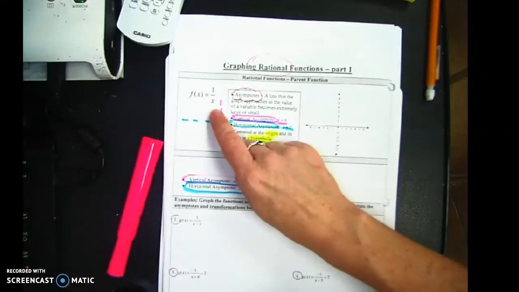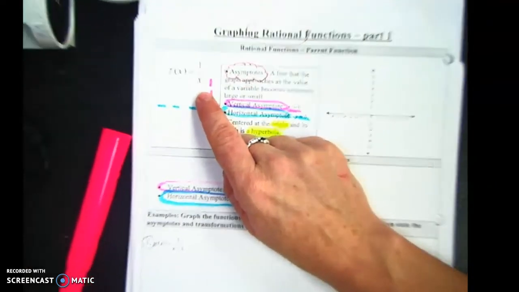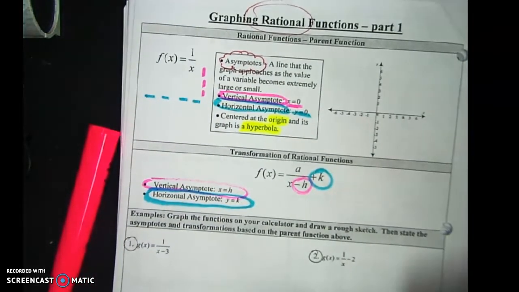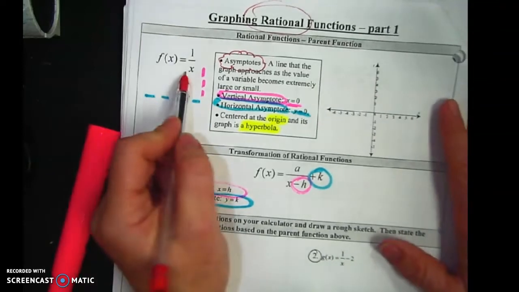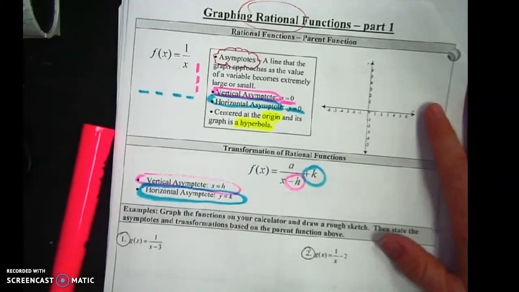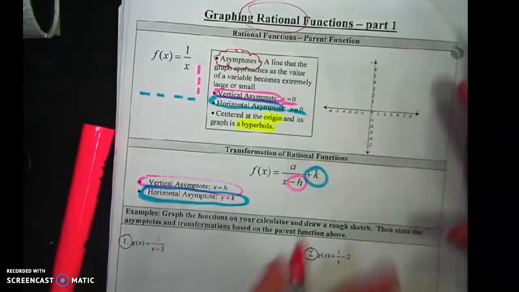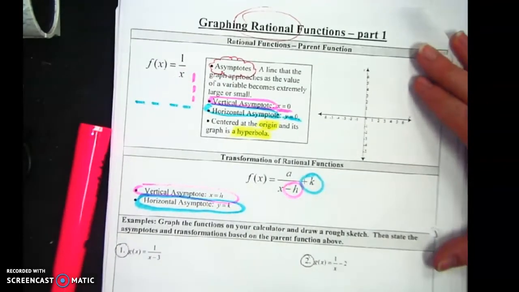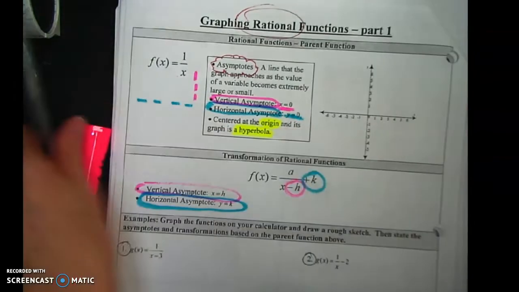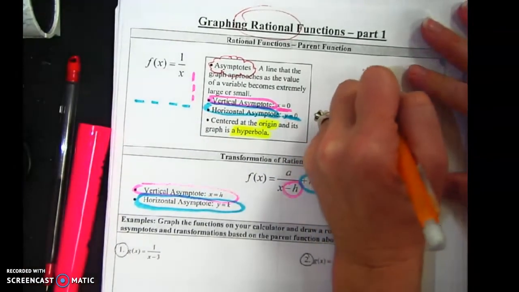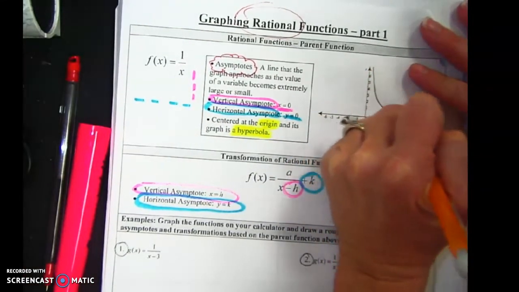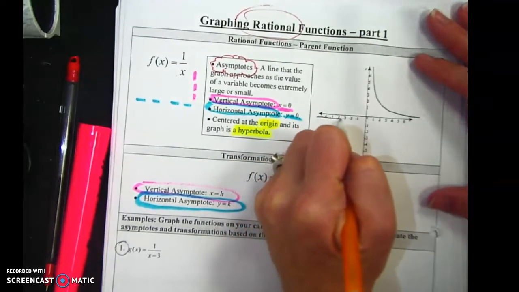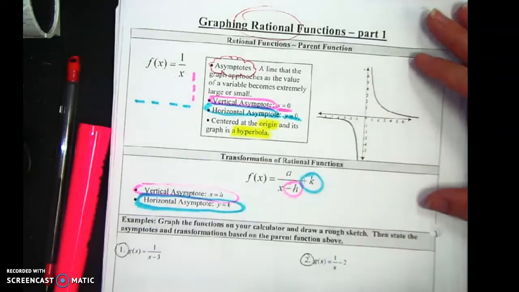How do you know it's rational? The x is in the denominator, okay? Now, the other ones, we call a parabola, a cubic function. This rational function creates something called a hyperbola, okay? When you graph the hyperbola, it kind of sounds like parabola, because you'll see when I graph it, it looks really similar. It's two lines that look like they're about to touch the x and y axis, but they never do.